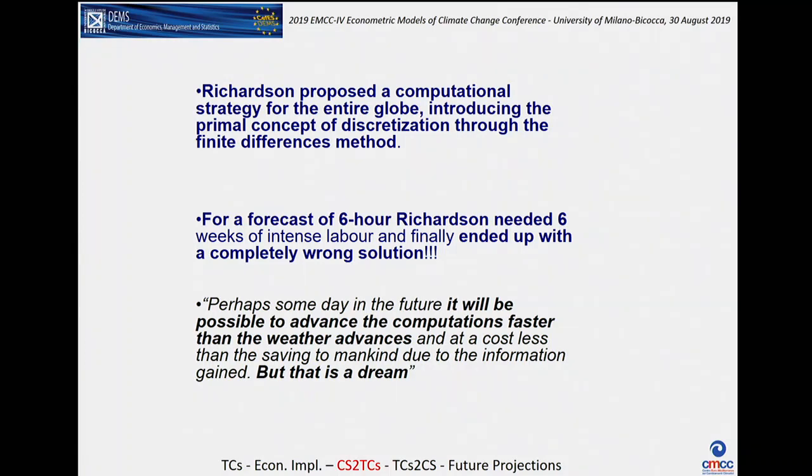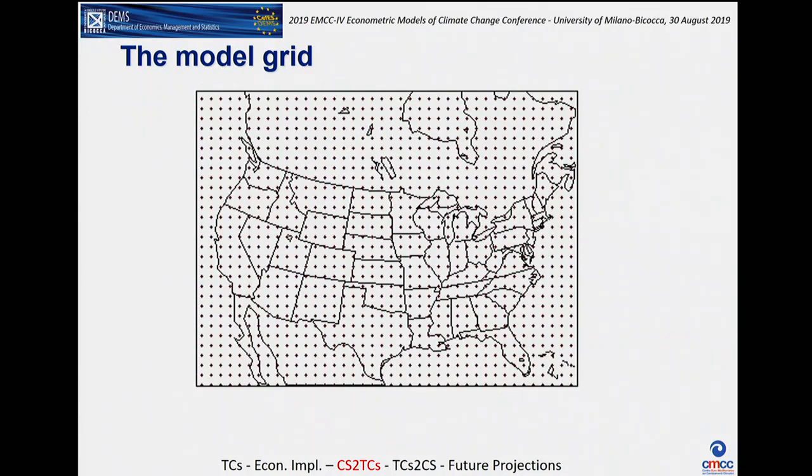So it's something not that efficient. And also he got a completely wrong solution. But this was the first step in terms of numerical approach to derive future climate, future weather, and then climate conditions. So what we have in our models now is this kind of equation computed for each grid point we consider in our model, evolving in time.